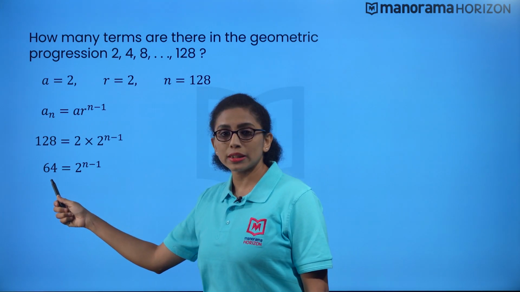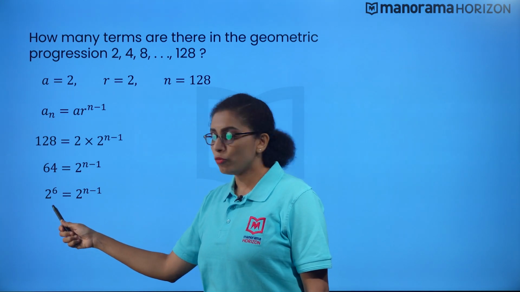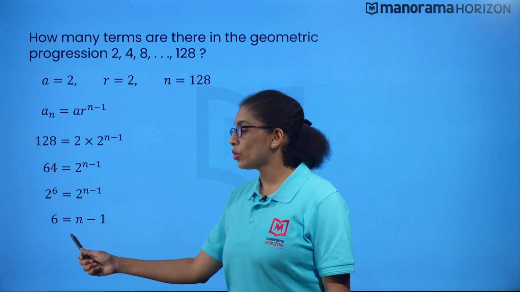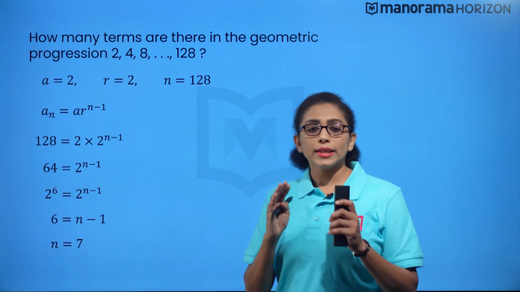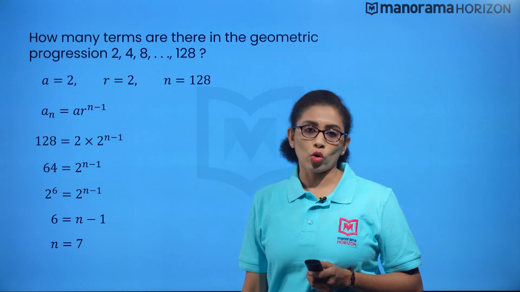Again, 64 can be written as 2 raised to 6. Now, as the bases are the same, we can compare the powers. So, from there, we get 6 is equal to n minus 1, or n is equal to 7. So, there are 7 terms in this particular geometric progression.